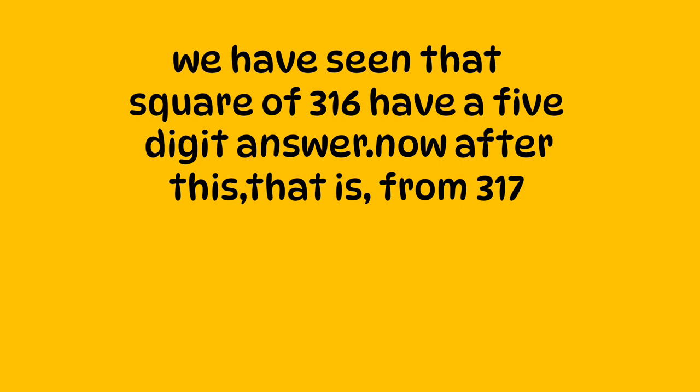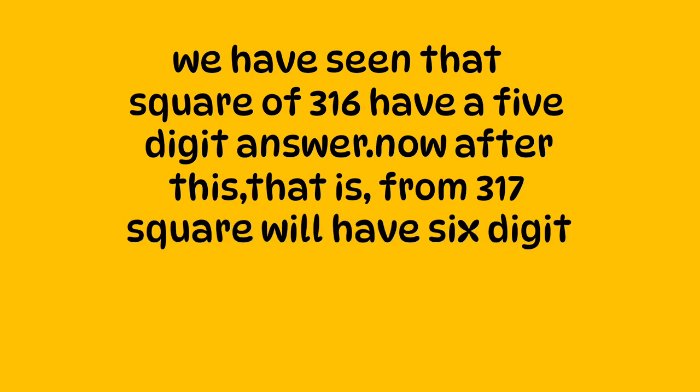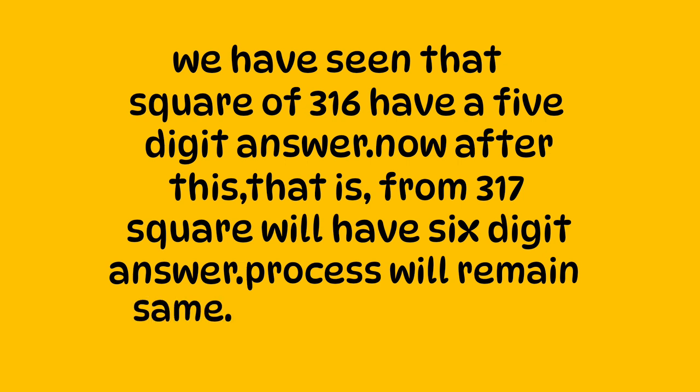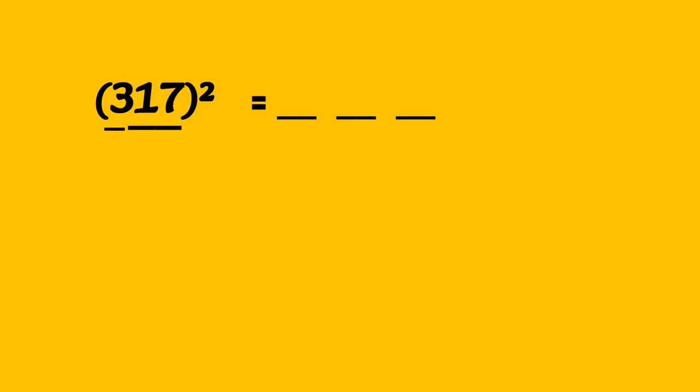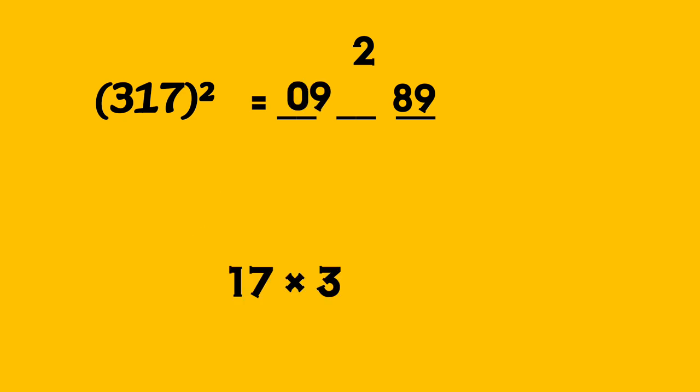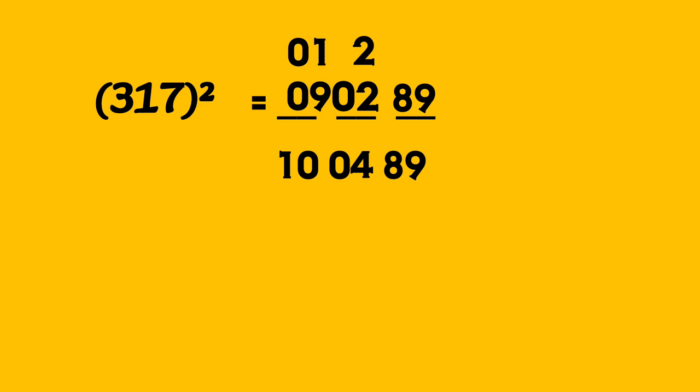Now after this, that is, from 317, the square will have a 6-digit answer. The process will remain the same. For example, 317 squared equals: 17 squared is 289. Write 89 of 289 here and write carry 2 here. Write 3 squared as 9 here. Now multiplying 17 times 3 is 51, times 2 is 102. Write 02 of 102 in the middle. And write carry 1 here. Now adding, we get 100489.